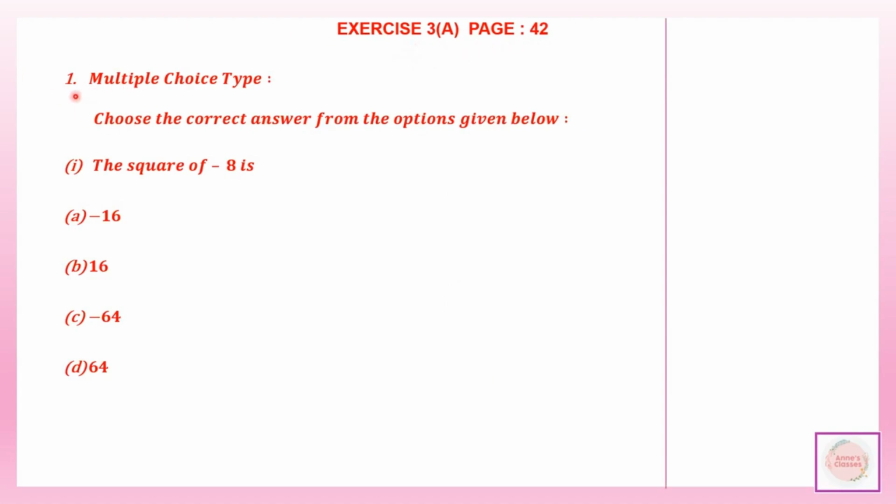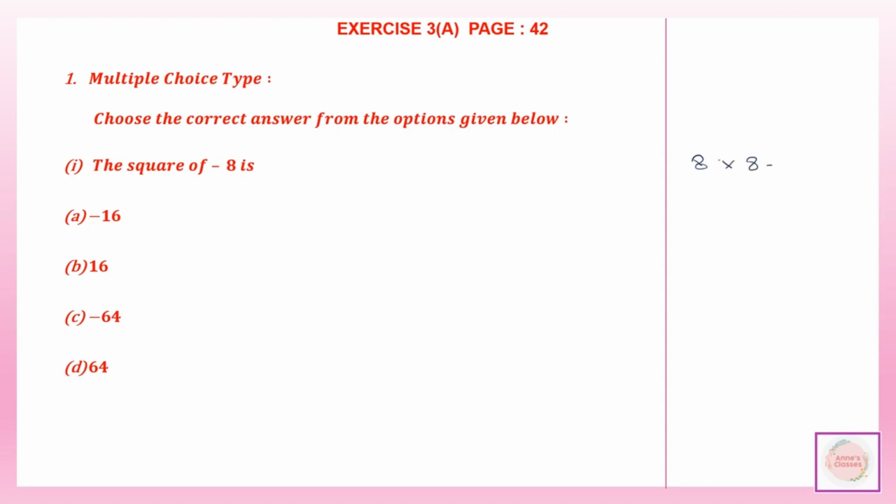We have the first question, which is a multiple choice type. Choose the correct answer from the options given below. The square of minus 8, and we have 4 options here. Remember, we just learned from the points to remember, the square of every number, whether positive or negative, will be positive. So your answer will have a plus sign, and square means a number multiplied by itself. It means 8 into 8.